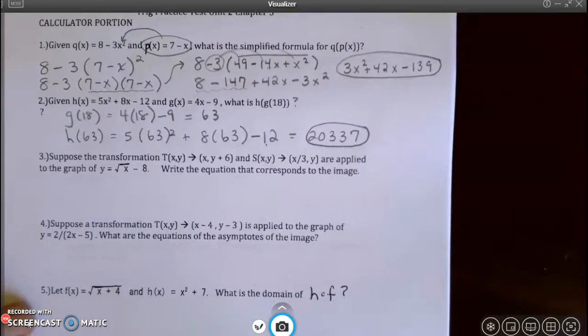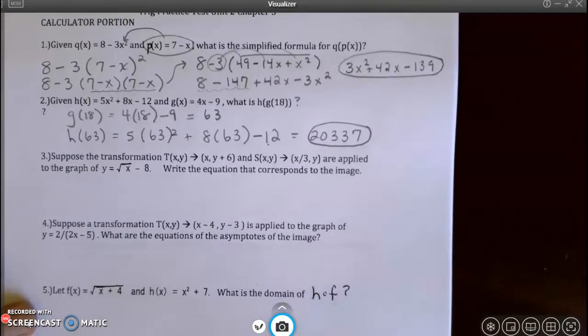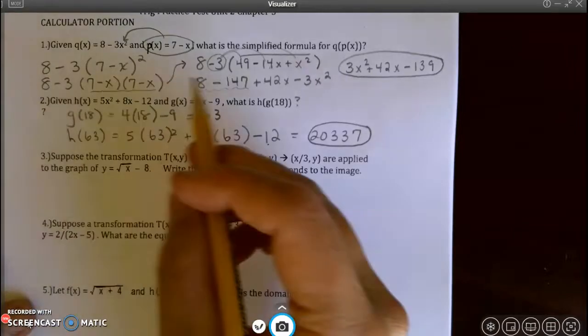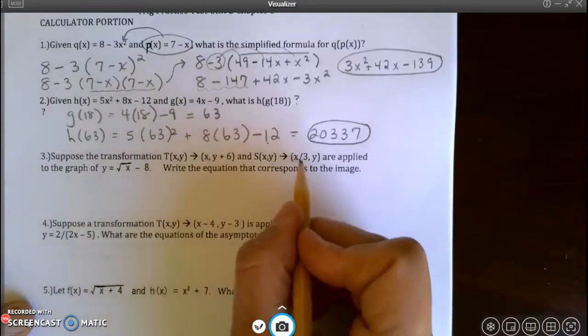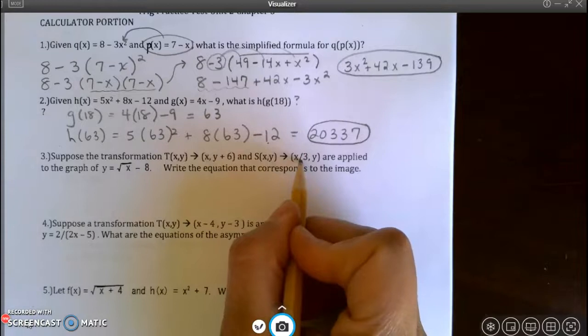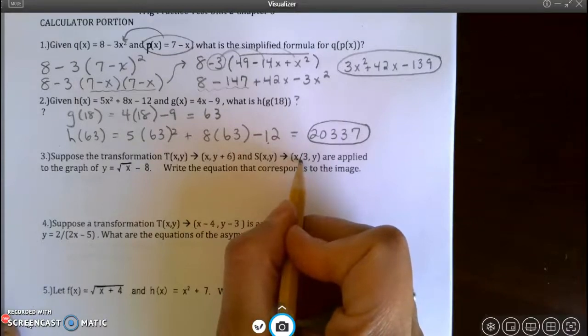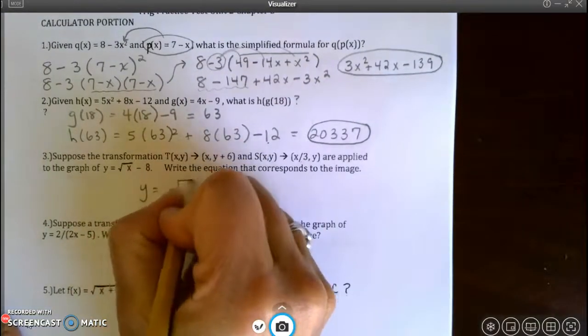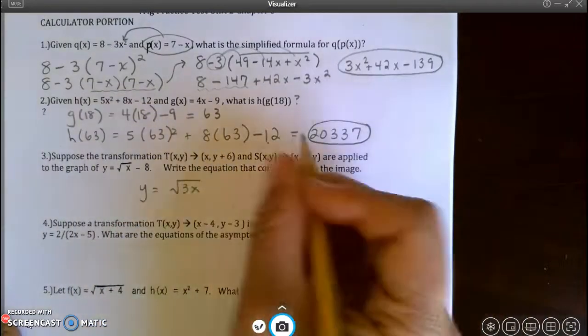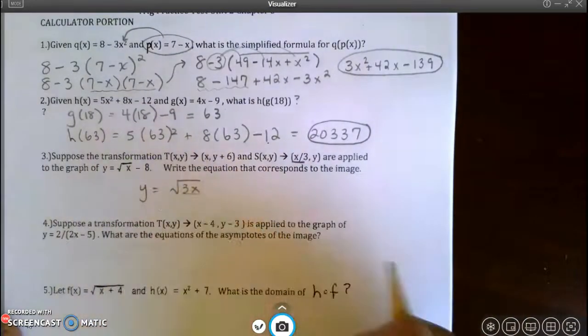Number 3, suppose the transformation (x, y plus 6) and the scale change (x divided by 3, y) are applied to the graph of y equals the square root of x minus 8. Write the equation that corresponds to the image. According to this, I'm not going to add anything to the x, but x is being divided by 3. But that's in the rule, which means in the equation, x is being multiplied by 3. So I'm going to have x multiplied by 3 because these should be the opposite.